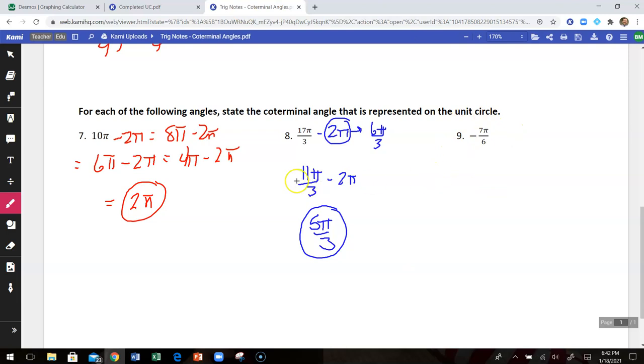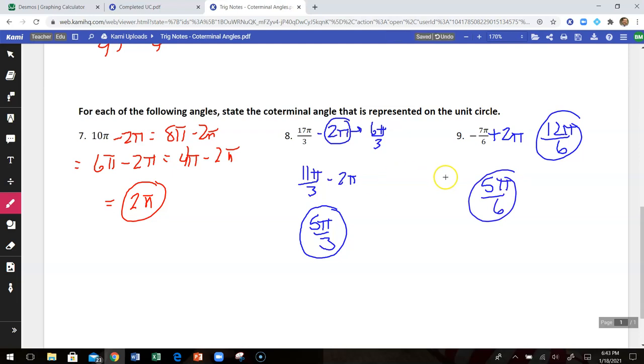Negative 7 pi over 6. Well, this time we're in the negative, so what I want to do here is add 2 pi. If my denominator is 6, I'm adding 12 pi over 6. That's how I want to think about 2 pi. That's going to end up at 5 pi over 6.